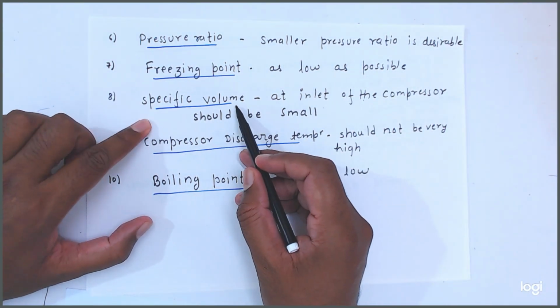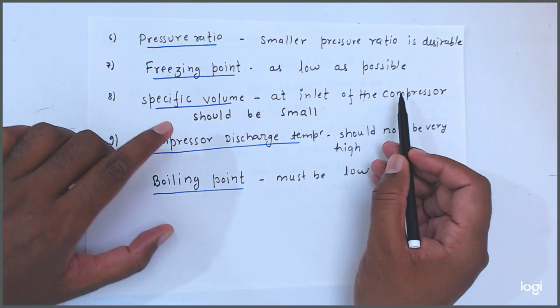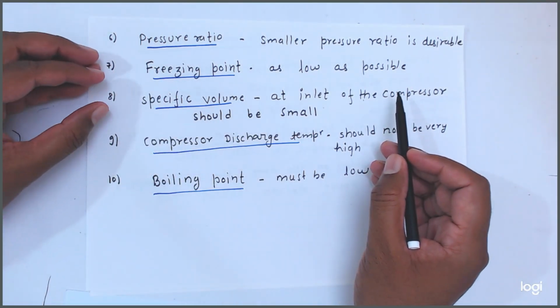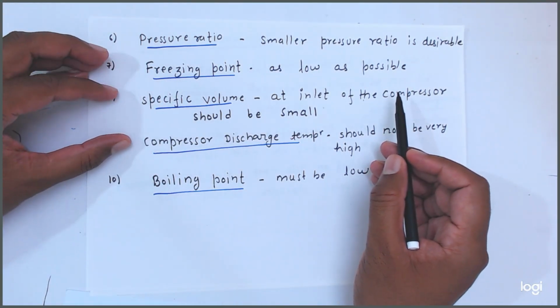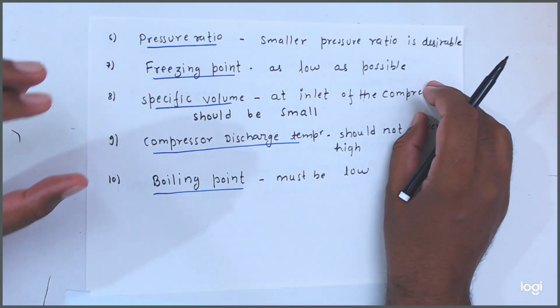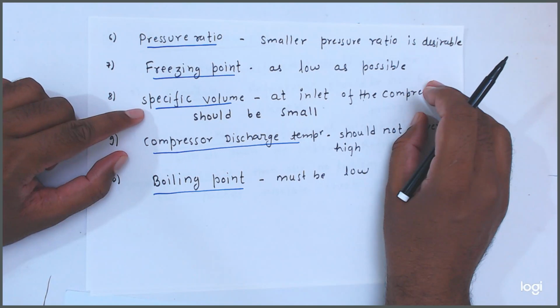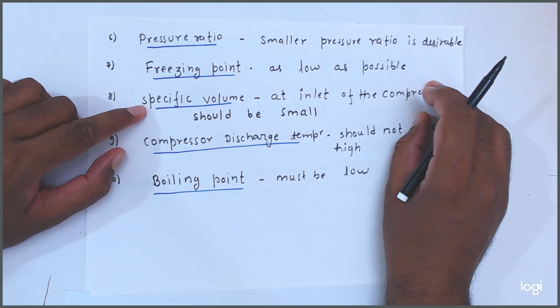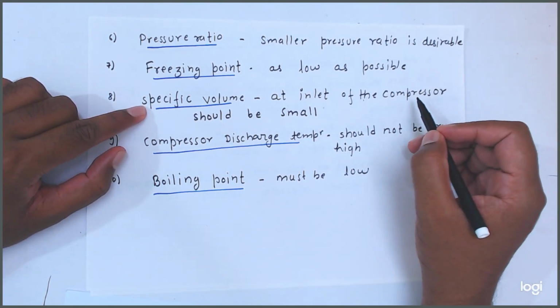The specific volume at the inlet of the compressor should be small, so that what happened? A smaller volume is there, so that it can easily compress the vapor. So the specific volume of the refrigerant should be small.